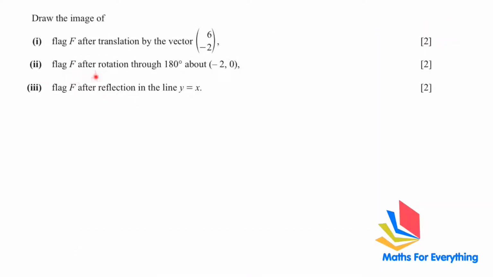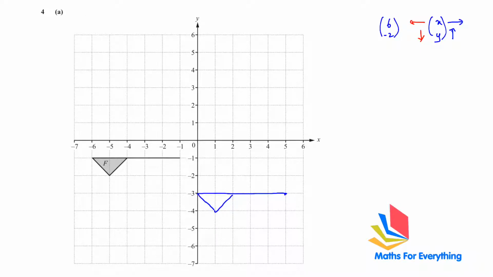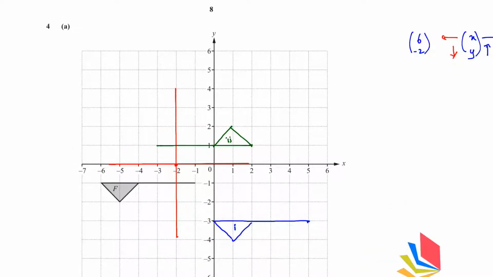Next we have rotation through 180 degrees about -2, 0. To solve this one, we need a tracing paper, and using the center -2, 0, this center, we will draw the transformation. Draw lines like that passing from the center, and then using the tracing paper, move this shape 2 times because it's 180. So this is how it will look after rotating 2 times for 180.